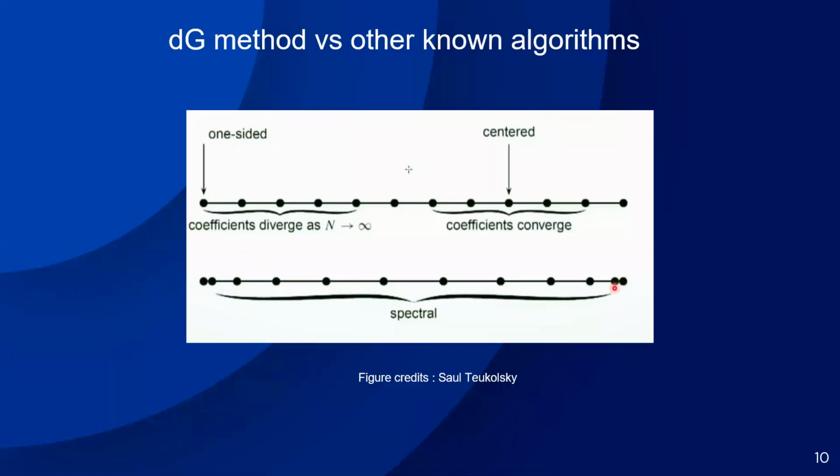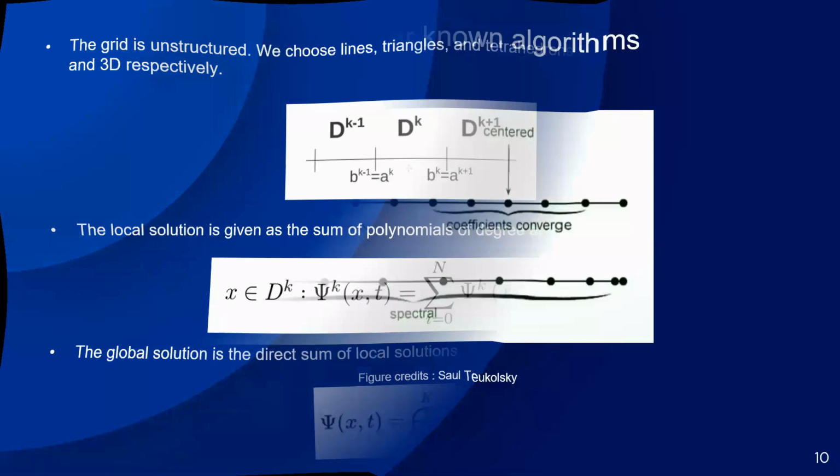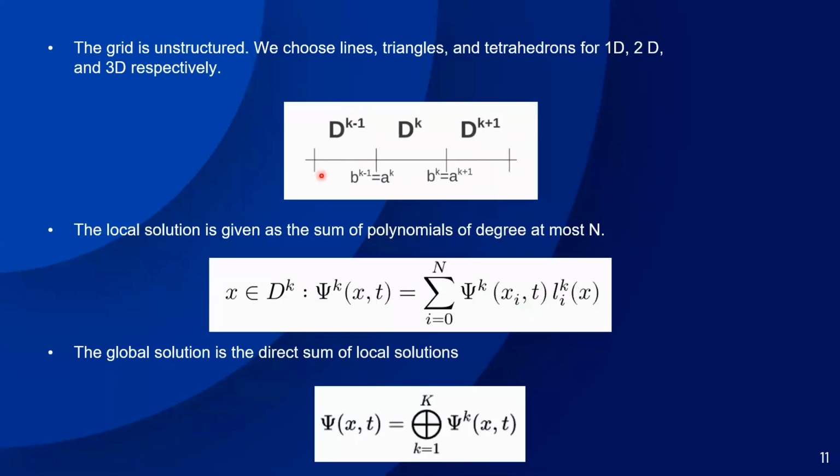But in the DG method, what we do is we define a grid, and the grid is totally unstructured. For a 1D system, we basically use lines and divide them into different line segments. For 2D systems, we use triangles, and for 3D systems, we use tetrahedrons. So this is a sample grid, and these are the notations for the grid.